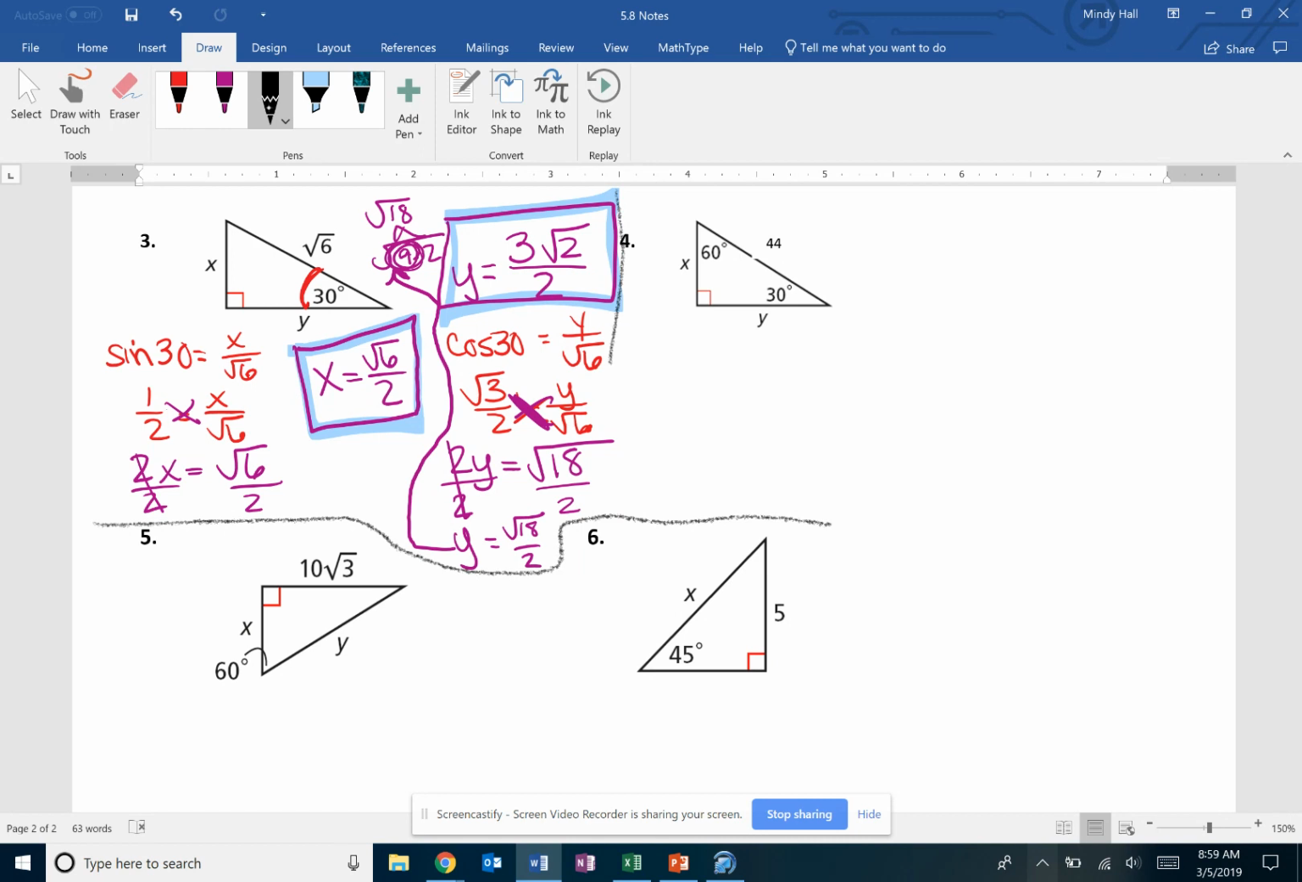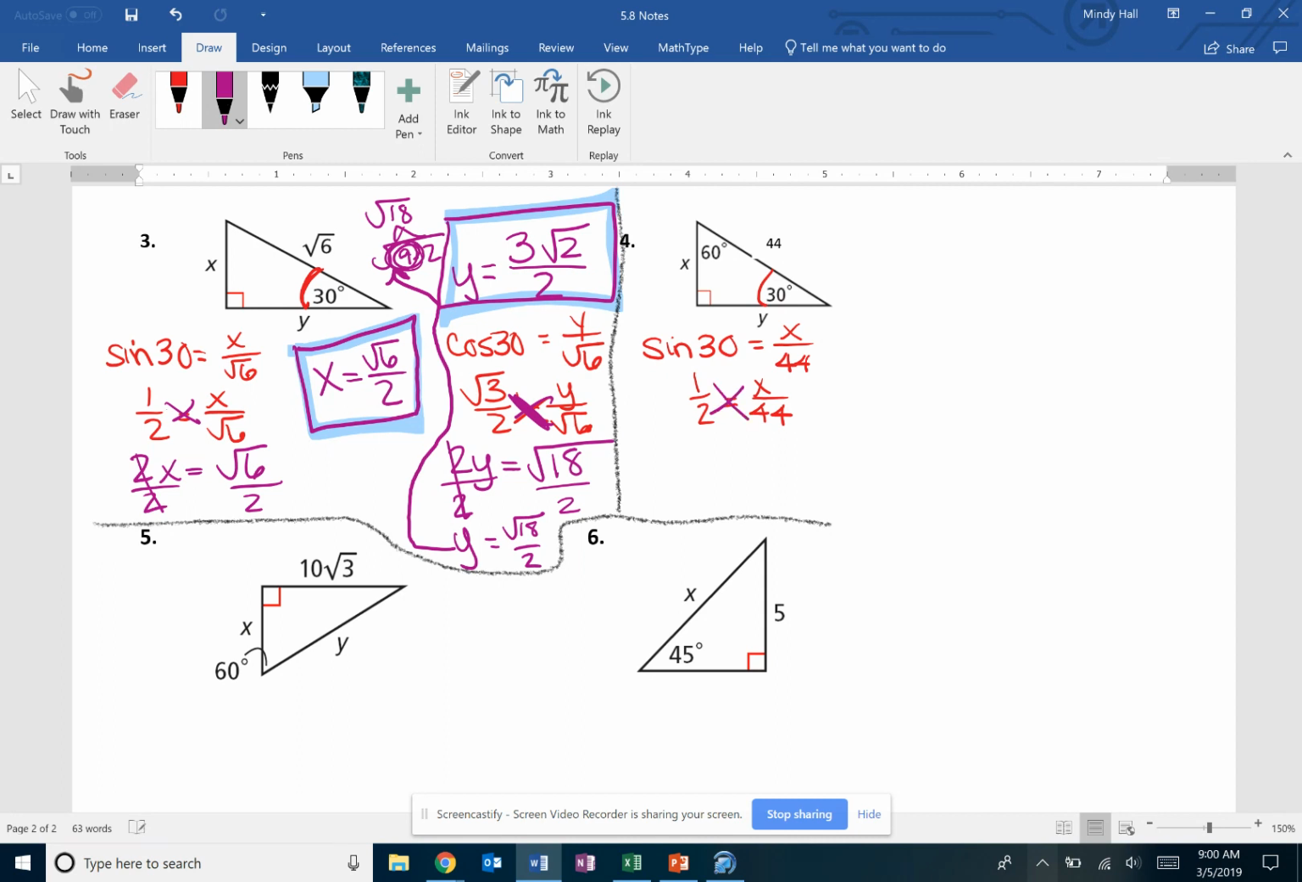All right, so looking at number 4, we're going to start, and this time I'll switch the angles and keep the same trig. So I'm going to start with sine of 30. So sine of 30 is opposite x over hypotenuse 44. So then sine of 30, I already know, is 1/2 equals x over 44.